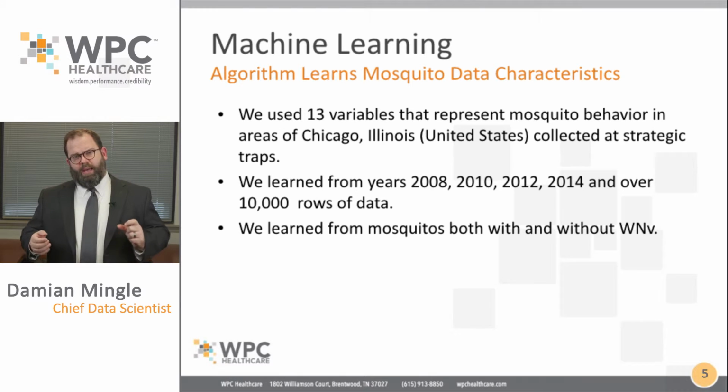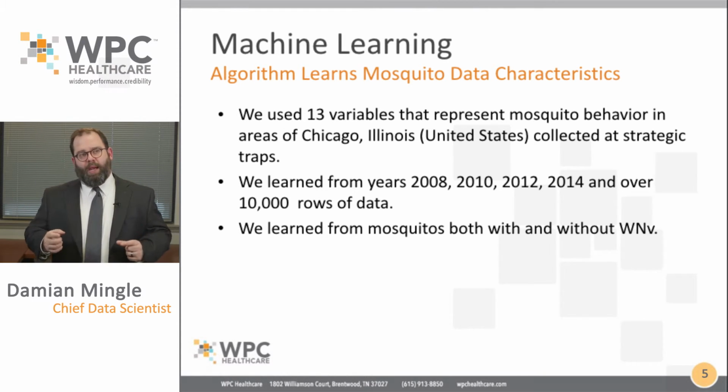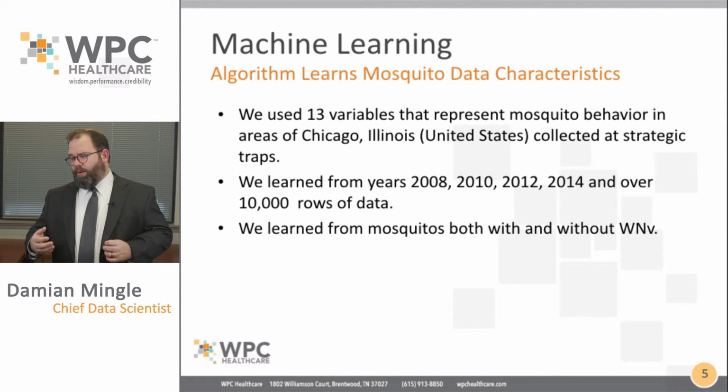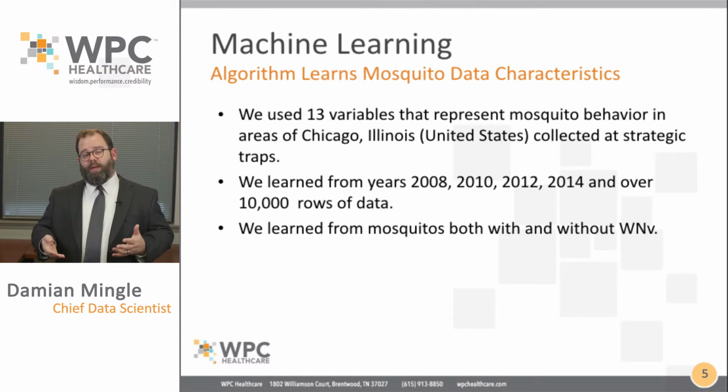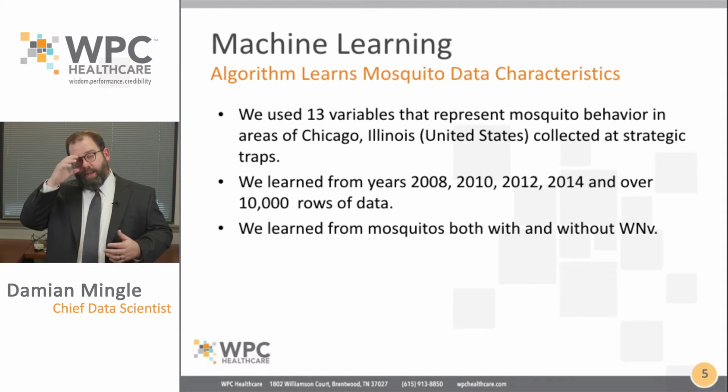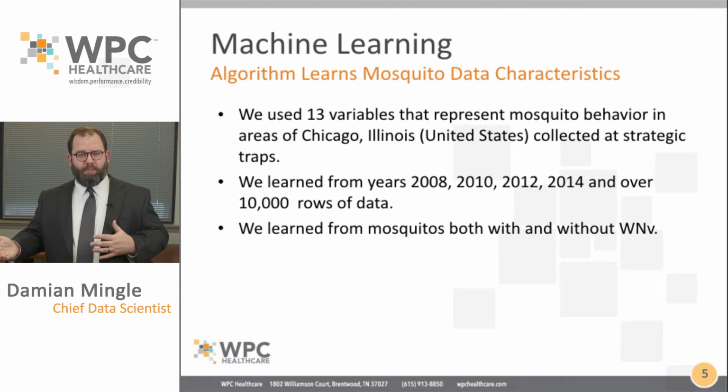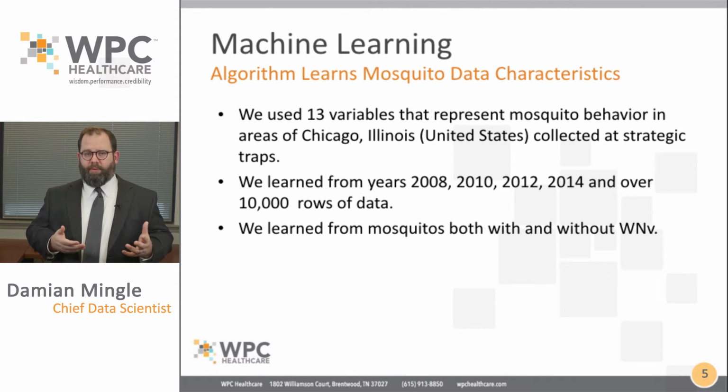So it's not a very small data set where we might have to create synthetic data, and it wasn't a very large data set where we might have to use things like Hadoop clusters and some of these more esoteric technologies. We were able to accomplish this algorithm on a standard laptop, and we've been able to learn the mosquitoes both with and without West Nile virus. It's very important not to just simply learn about West Nile virus mosquitoes, but also the ones that don't have it as well, so that the algorithm can learn to distinguish between the two.